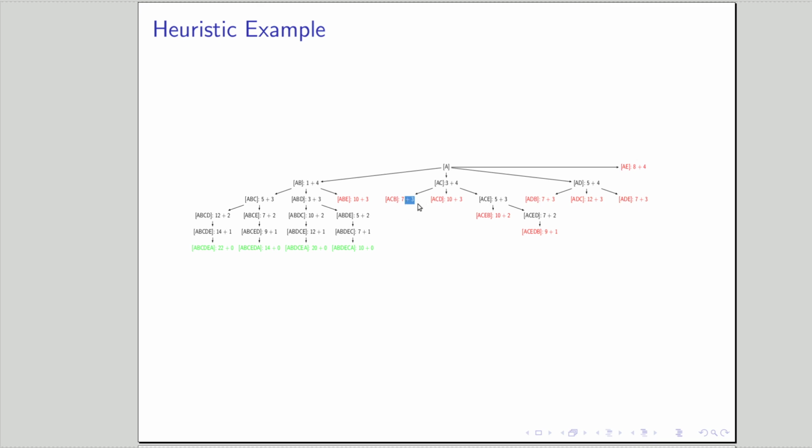Together that's 10, so that's not below the best we've seen so far. So everything under this is pruned. Now, we go back up here, so notice the heuristic cost up here is 4. Now we go to ACD, again, that gets pruned. Come down here, this gets pruned, and pruned again.